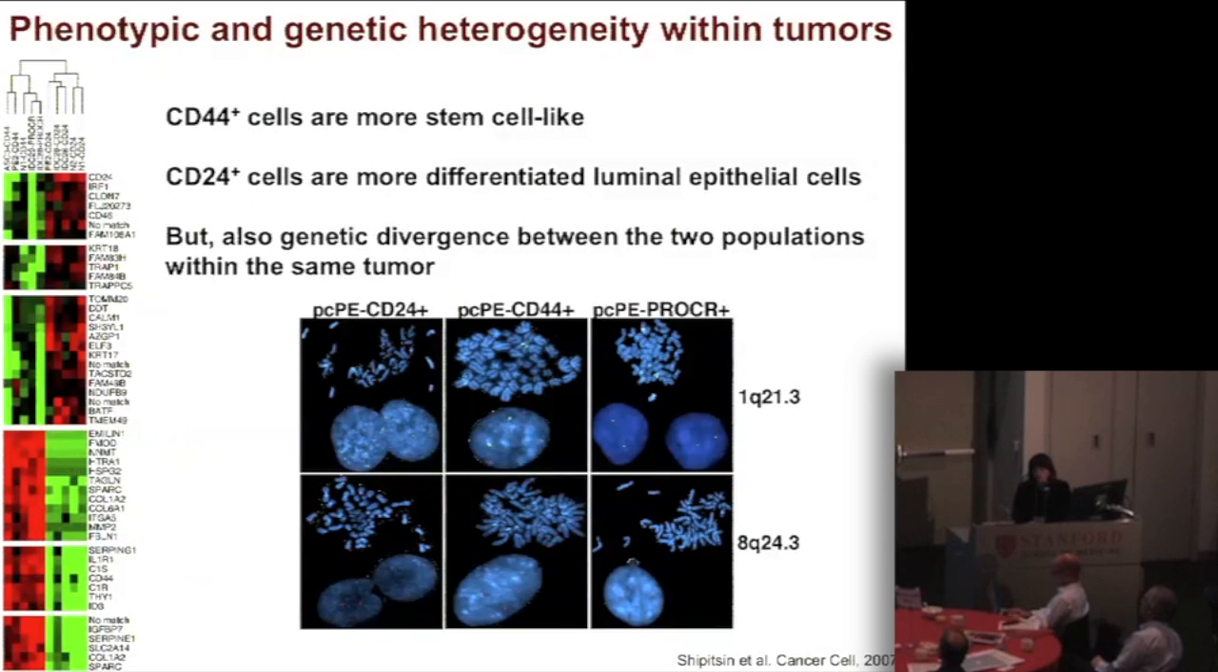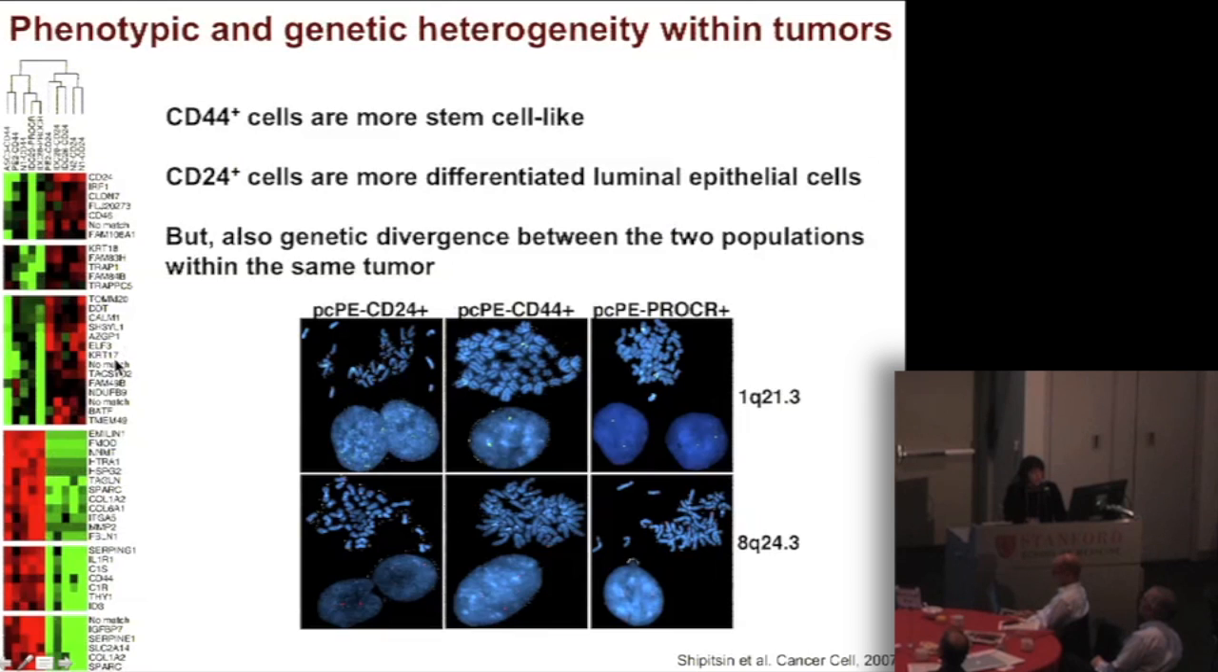So we started these heterogeneity studies many years ago, when this cancer stem cell idea was first formulated in breast cancer and other cancer types. And in breast cancer, Mike Clarke's group published that there are these CD44 plus cells that seem to be more stem cell-like, and the CD24 cells were more luminal differentiated cells. So in this study, which was published years ago, we purified these cells from normal and tumor tissues, and indeed they have very distinct gene expression profiles.